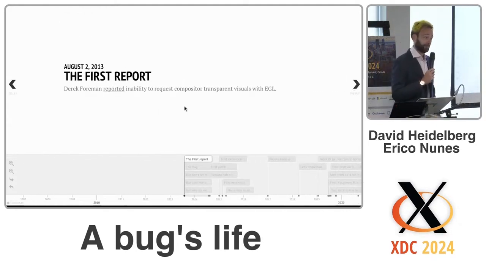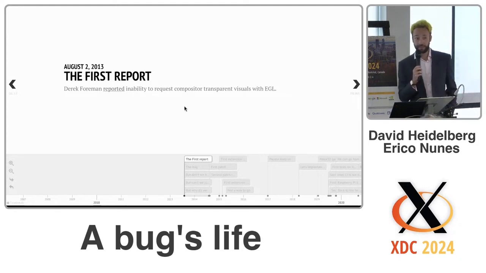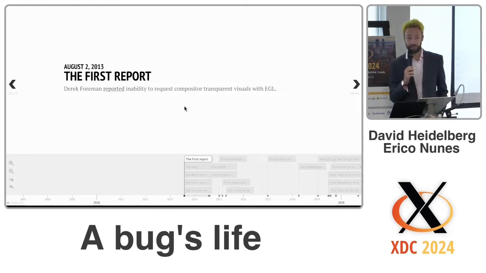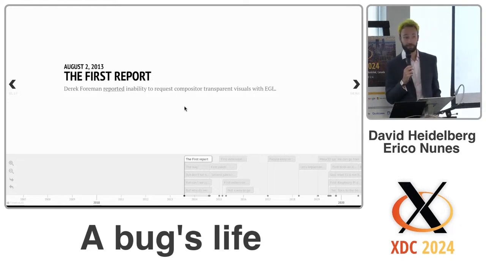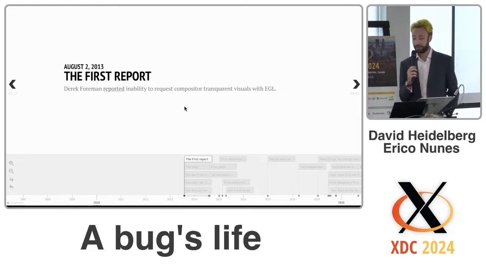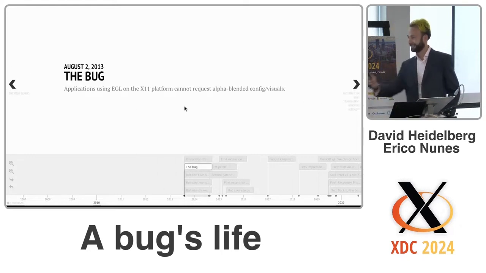So how did we get into this? The first thing that happened is that to get EGL, we needed transparency, because that worked well on GLX. But with EGL, you couldn't ask for transparency. You couldn't ask for the right thing for your window to do. So here I pass to Eric.